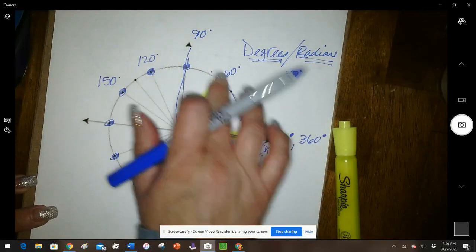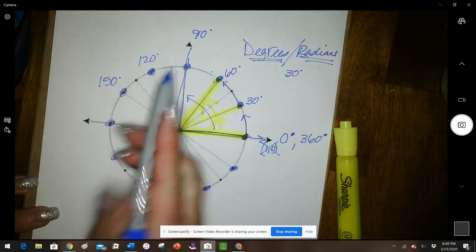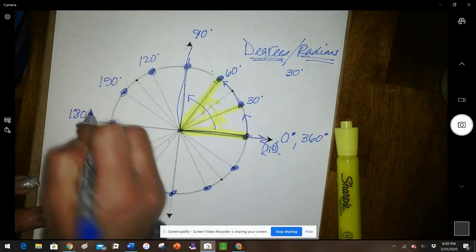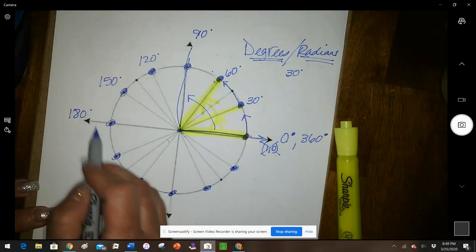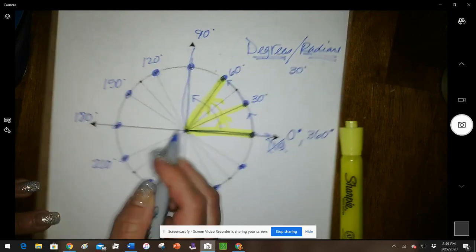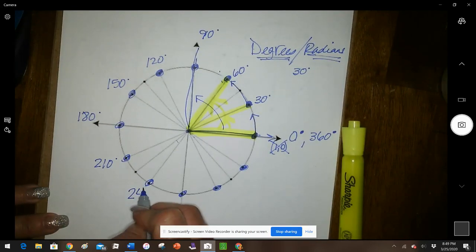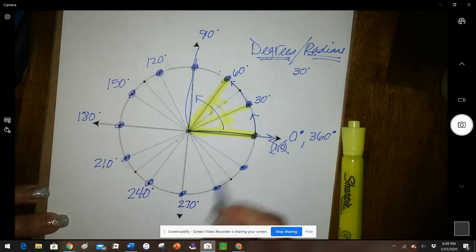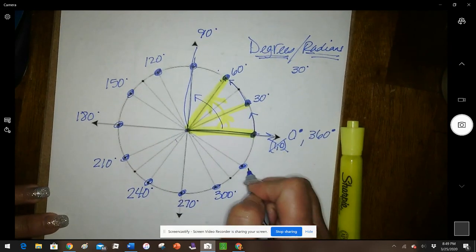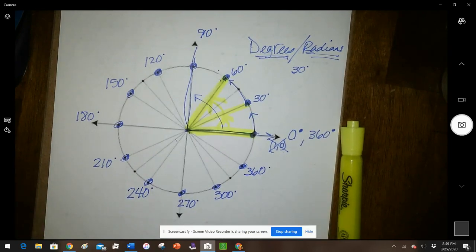So 3, 6, 9, 12, 15. Next would come 18. So this is 180. The next one would be 210, 240. This one is going to be 270, 300, and then 360 degrees. Okay. And so we're just counting by 30s.